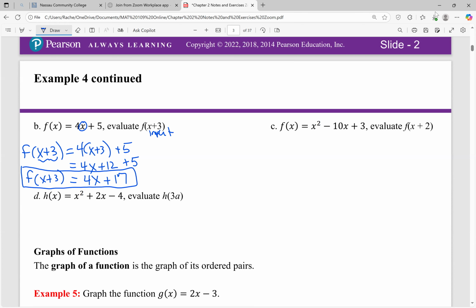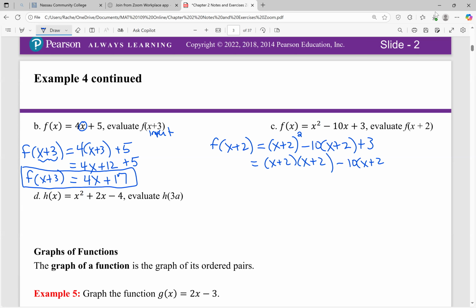So let's look at part C. So in C now, we want f of x plus 2. So let's evaluate the function at x plus 2. So for x squared, I'm going to have x plus 2 squared minus 10 times x plus 2 and then plus 3. Now this one requires a little bit of algebra, right? Because x plus 2 squared is really x plus 2 times x plus 2. And then we have minus 10 times x plus 2 plus 3. So we have to do FOIL, right? Our distributive property on the x plus 2 times x plus 2.